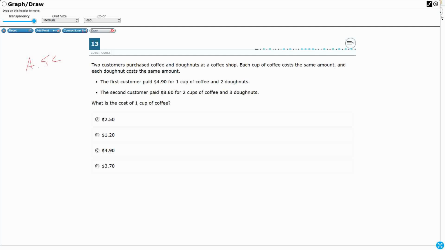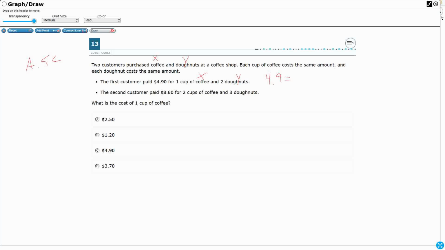So the first customer paid, and then we've got certain values. We got coffee and donuts, coffee and donuts. All right, so coffee is listed first. It comes first alphabetically. Let's make our coffee X. Donuts is second. Let's make our donuts Y. So coffee X, donuts Y. Let's translate this into a statement. The first customer paid $4.90. I'm going to put 4.9. I'm just going to put this as a decimal, equals, that's how much the cost was.